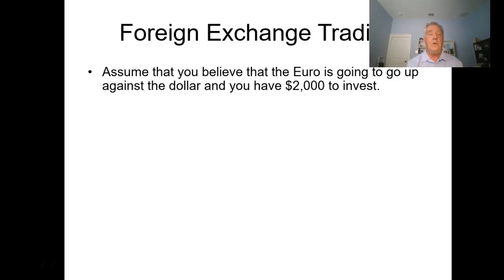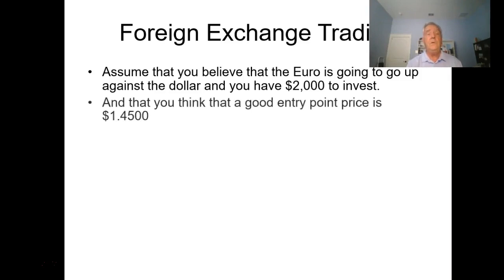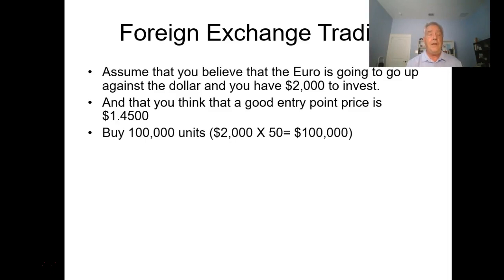And the way it works is, let's use an example. Let's say, for instance, that you have $2,000 to invest and you think the euro is going to go up against the dollar. So here's what you do. You think an entry point is the euro at $1.45. You buy 1,000 units. Now, because currencies don't move in big dollar amounts, the marketplace gives you 50 units for every dollar. So for $2,000, you can get leverage into 100,000 units of foreign exchange currencies.